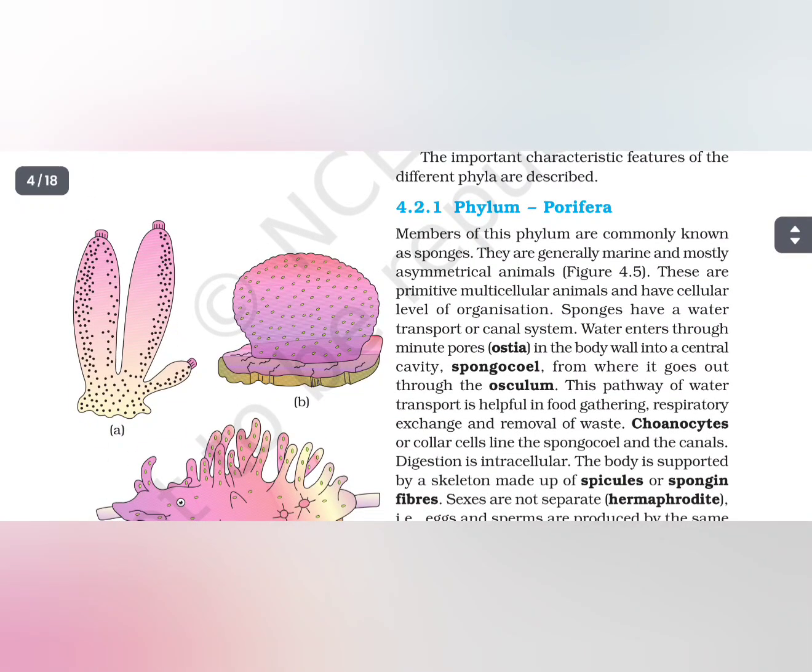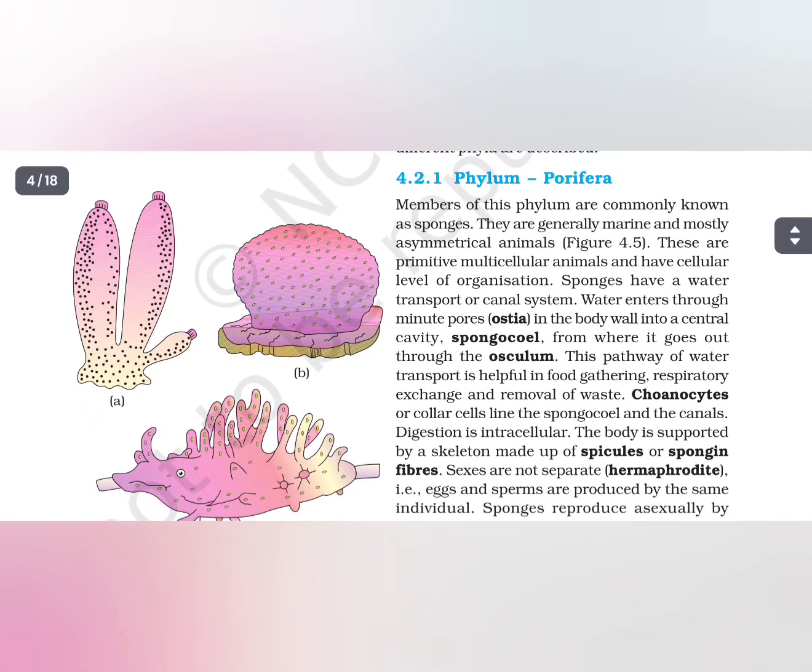Phylum Porifera. Members of this phylum are commonly known as sponges. They are generally marine and mostly asymmetrical animals. These are primitive multicellular animals and have cellular level of organization. Sponges have a water transport or canal system.